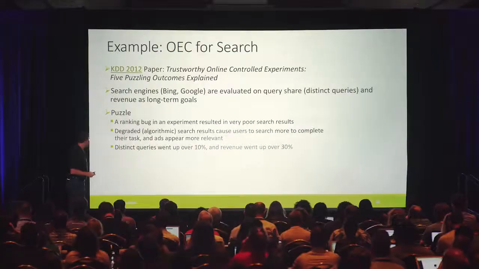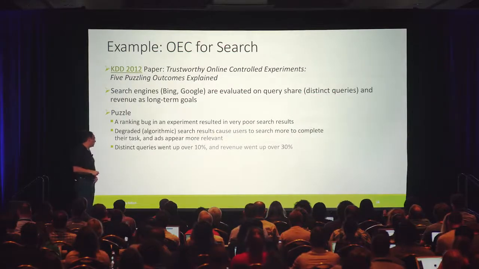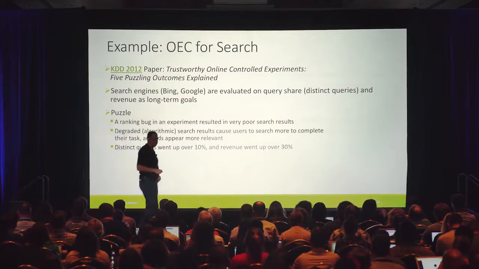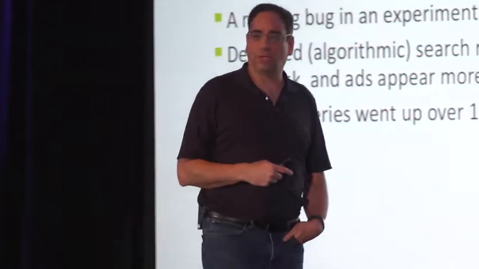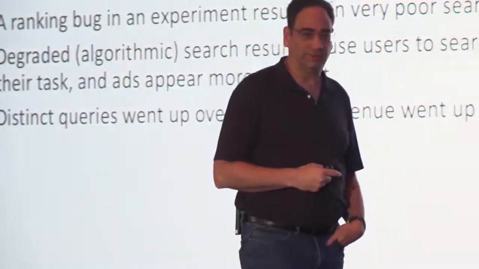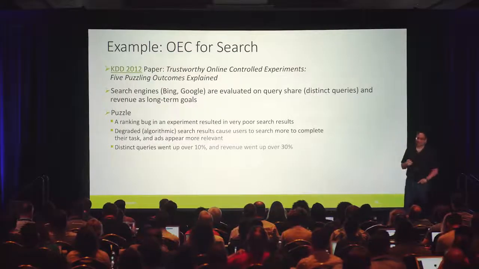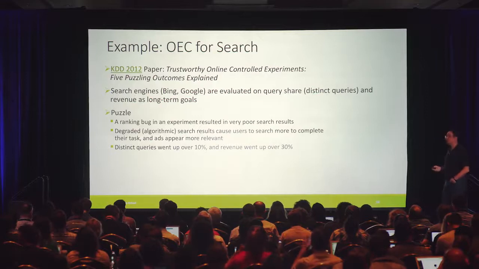Okay, and the ads, which were not impacted by this bug, suddenly become more relevant because they stay fixed while the rest of the page degraded. So distinct queries went up 10% and revenue went up 30%. So if I saw this result and I was optimizing for query share and revenue, I should fire the relevance team. Right? Obviously, that's not the case.